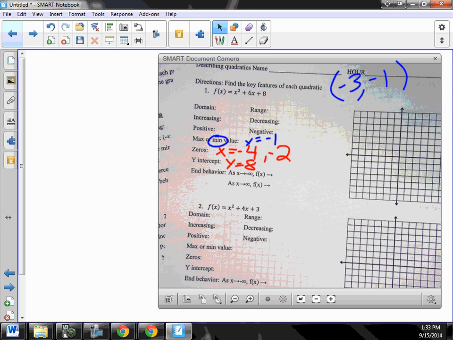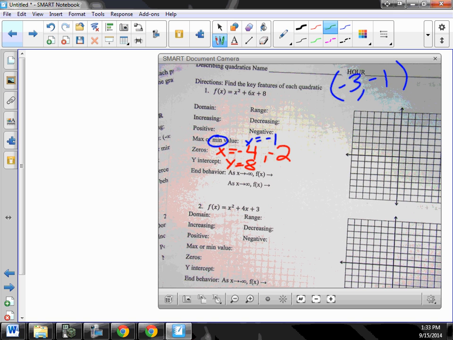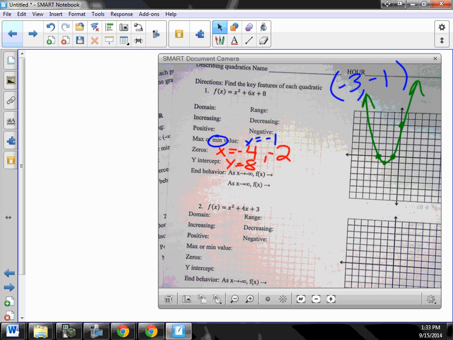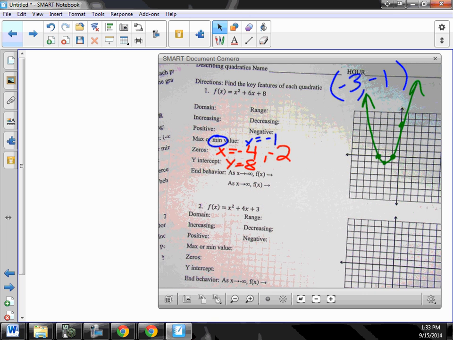We now have enough information to graph this. So I'm going to graph the two roots, the minimum, and I'm going to graph the y-intercept and draw that. Good job. Oh, just make the lines bigger.